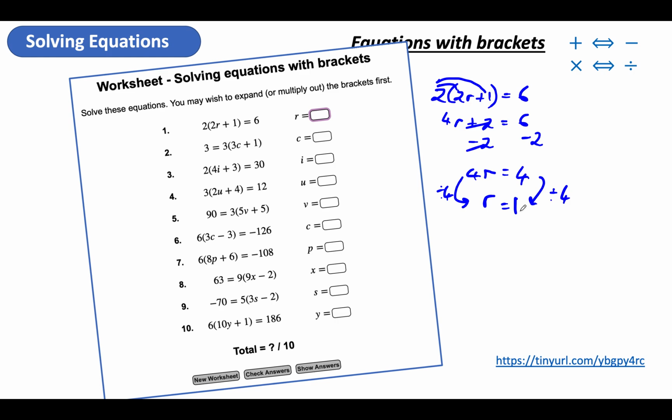Yeah. So I want you to then put the answer of 1 in there. And you do it to all the questions. And at the end, you press check answers. And it gives you a score out of 10. If you've mucked it up and you want to start again, or if you've not done very well and you need more practice, click on New Worksheet. It will give you a whole new set of questions because your questions will already look different to mine.